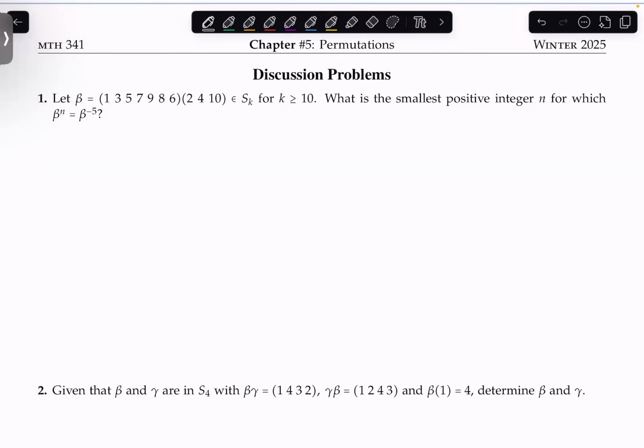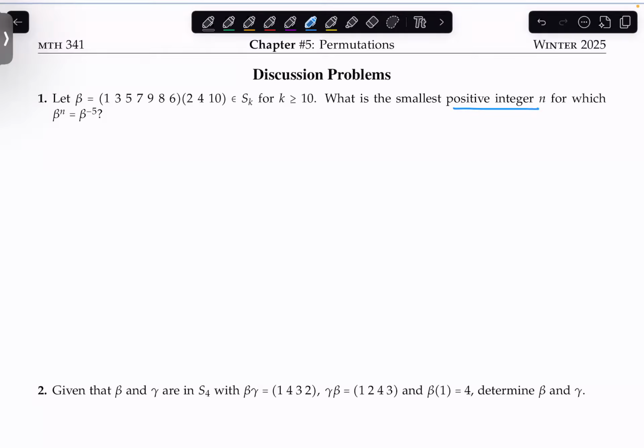All of that information just has to do with how I can write it in disjoint form, right? That holds all the information. It doesn't care which k value it is. If I had 10, 11, 12, or 13, I can get the same information regardless. Okay, so what we're going to do is decide what is the smallest positive integer n where beta to the n is the same as beta to the -5.